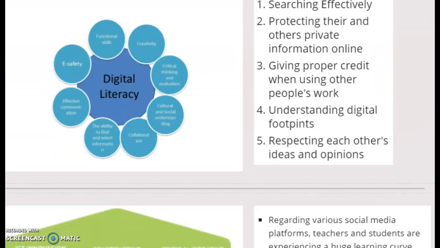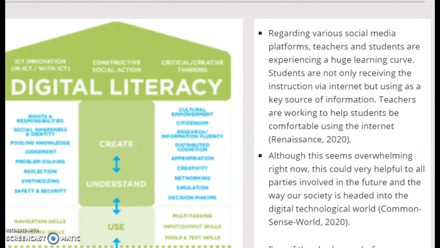Digital literacy requires certain skills to be effective. Being able to search effectively is one. Being able to protect your right and others' private information online is another one. The third one is giving proper credit when using other people's work. Digital literacy also requires understanding digital footprints and respecting each other's ideas and opinions.